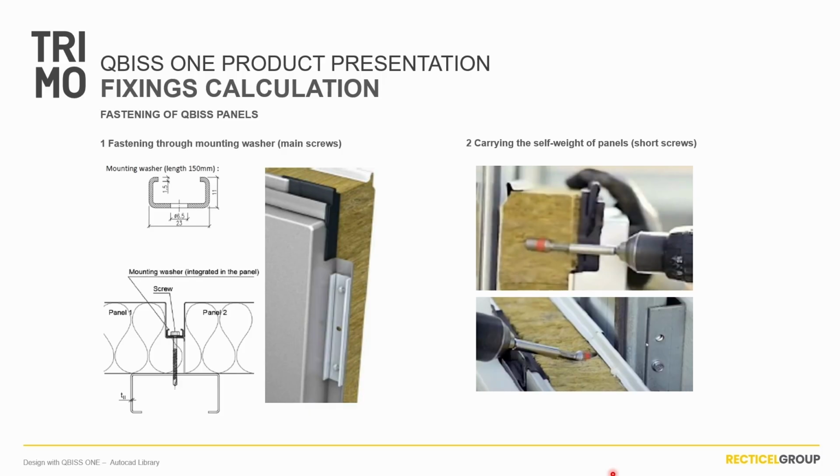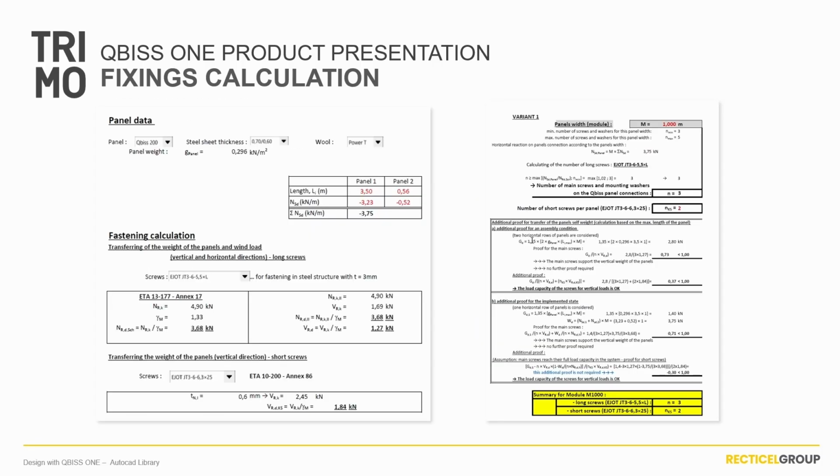Additionally, the inner steel sheet of the panel is attached to the substructure with short screws. So these serve as a temporary fixing for the time of installation, so the panel can hold on until we fix it with the longer main fixation screws. Once the calculations are done, the final printout shows how many washers, main and short screws need to be included per panel and per module. This printout also helps us fill out the number of fixing points on the cutting list, which we will learn about later.